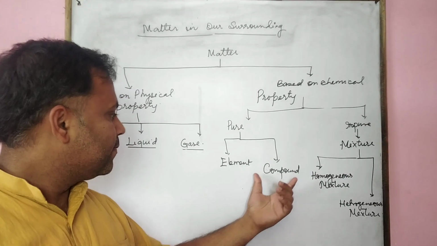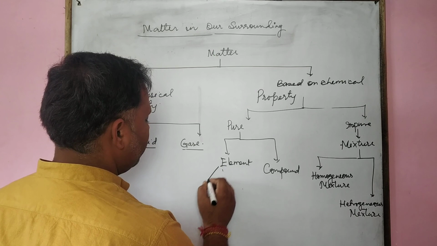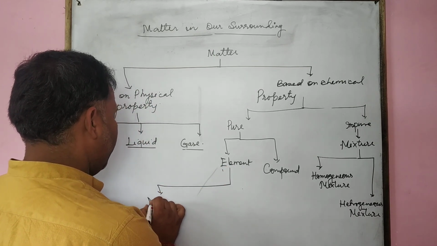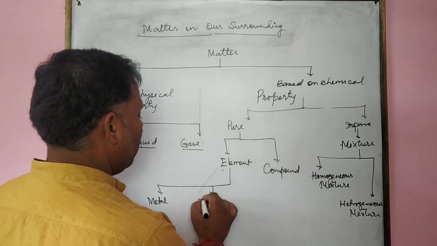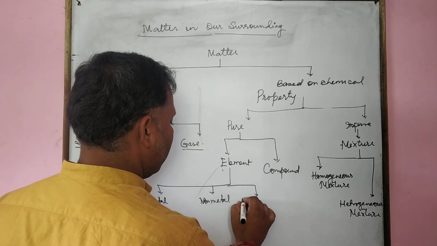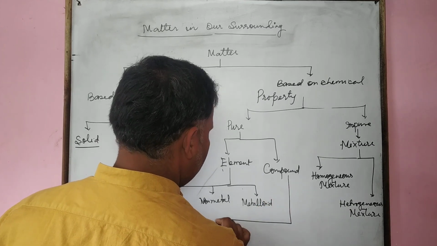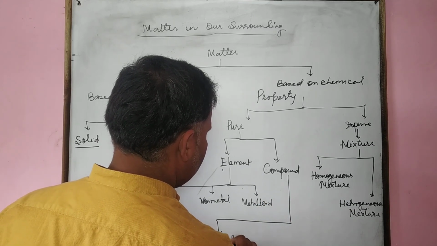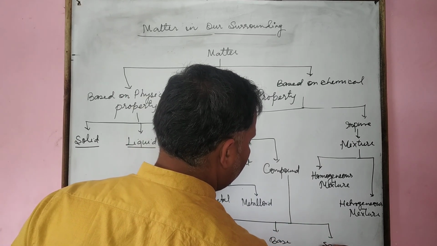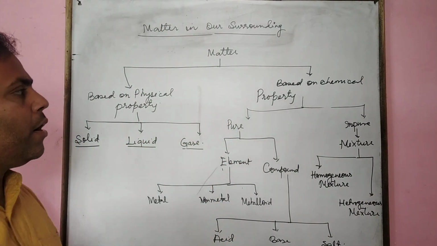And next to that, we know element is categorized into three types: metal, non-metal, and metalloid. Compound is categorized into three types: acid, base, and salt. Clear? So the next we will discuss.